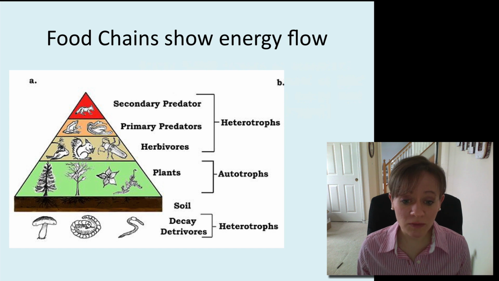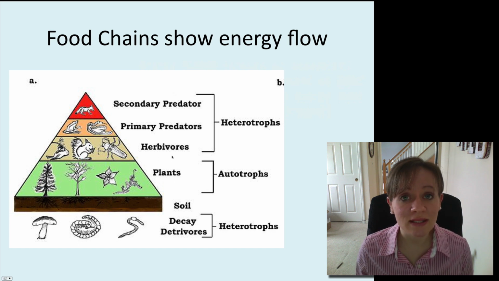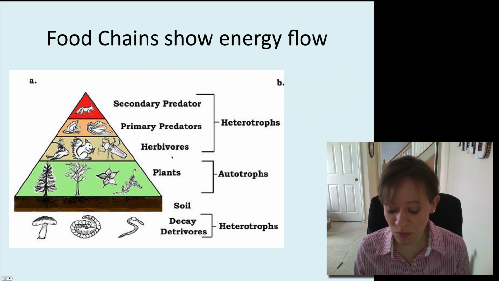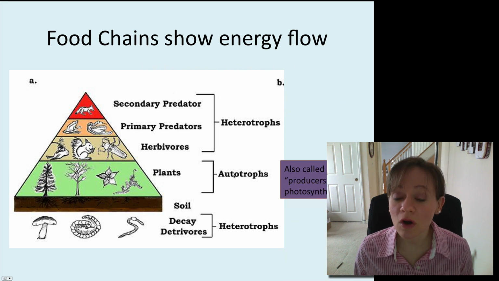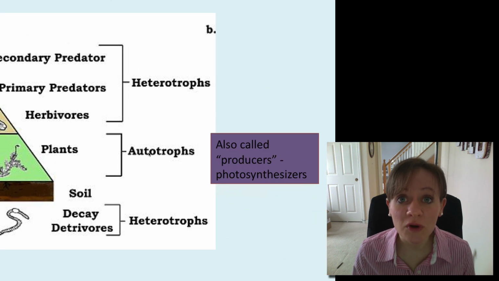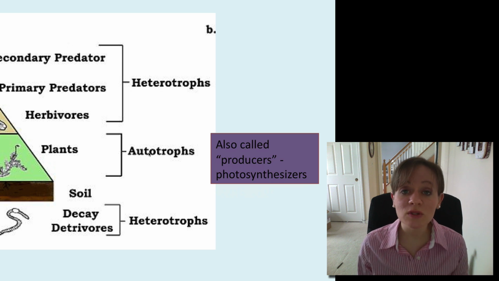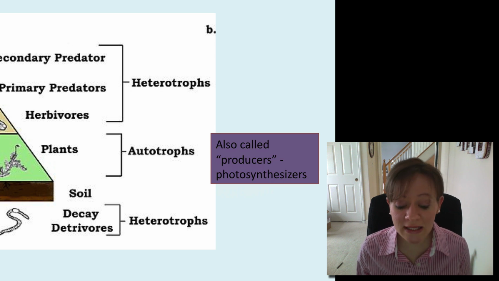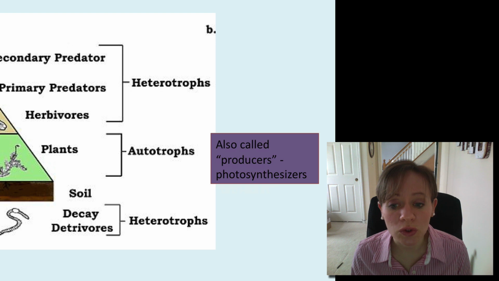So this should look very familiar to you going from bottom to top. We're going to start with the plants, right? Because I said that's initially where all the sun's energy goes, right? These are also called autotrophs. They're also called producers. These are our photosynthesizers, right? The guys we learned about in our photosynthesis unit. They're taking the sun and they're converting it to glucose.